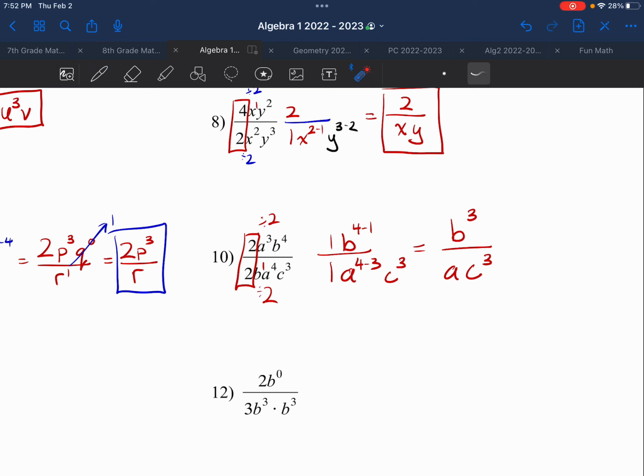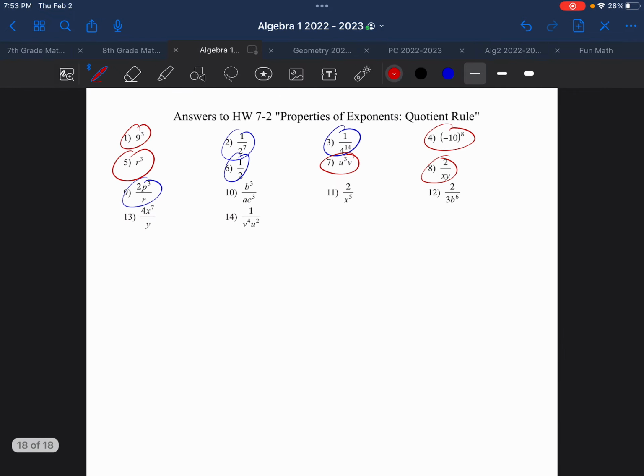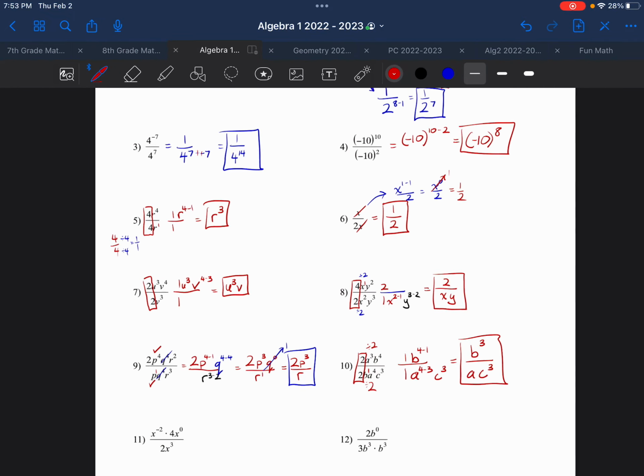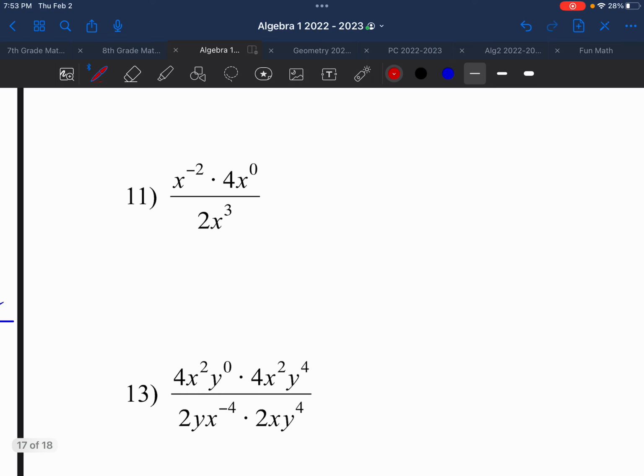And it's really tempting, like, oh, those are cubed and those are cubed. They cross, right? No, they don't. They have to be exactly the same to cross. That's as far as we can get them. All right, b cubed over ac cubed. Nice. All right. We're on to number 11.